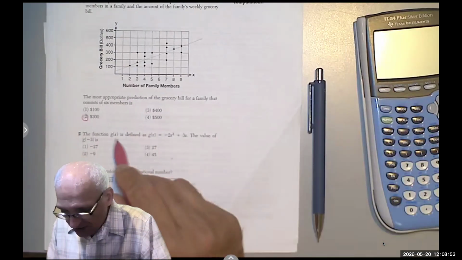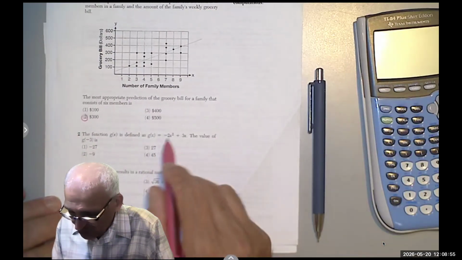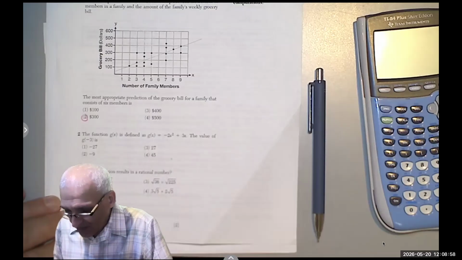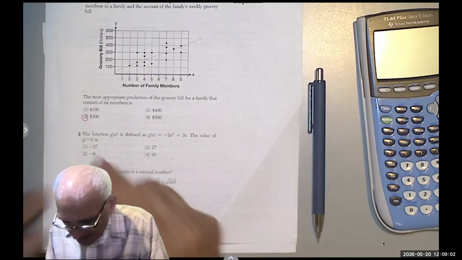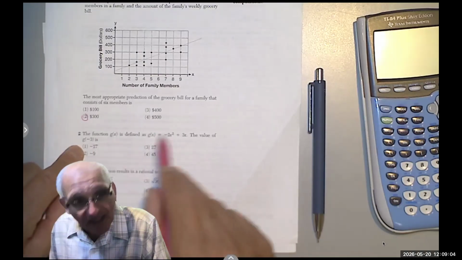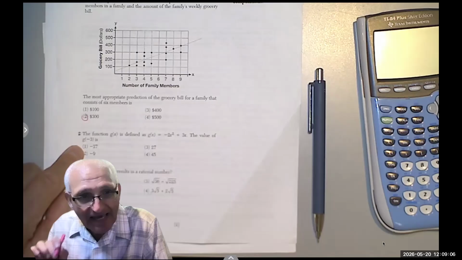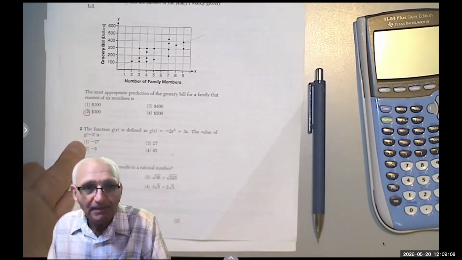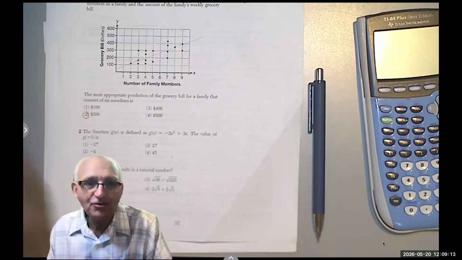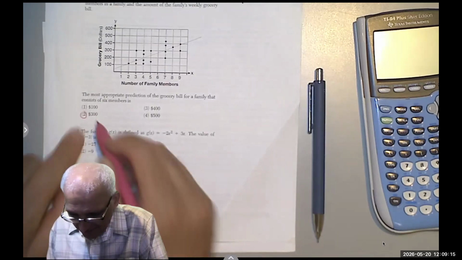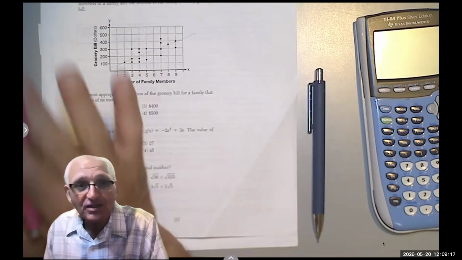It says the function g of x is defined as negative 2x squared plus 3x. What is the value of g of negative 3? Please remember, g of negative 3 means every time you see the variable x, you replace it by negative 3, and always make it a habit to include that between parentheses. You see, even the negative 3 is between parentheses. So that's what we are going to do.